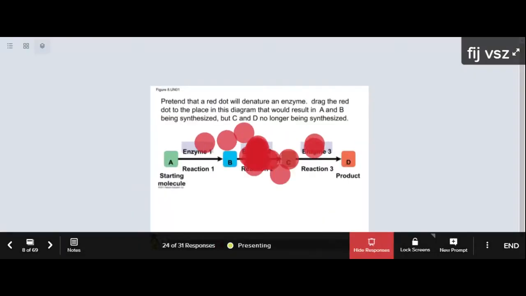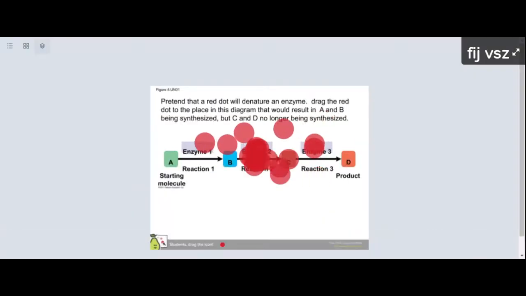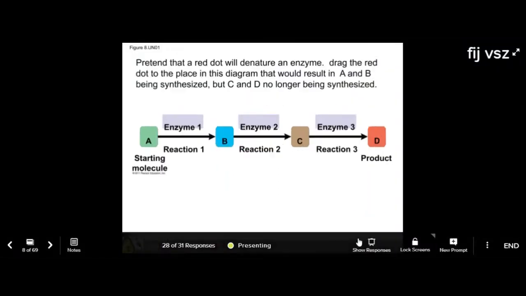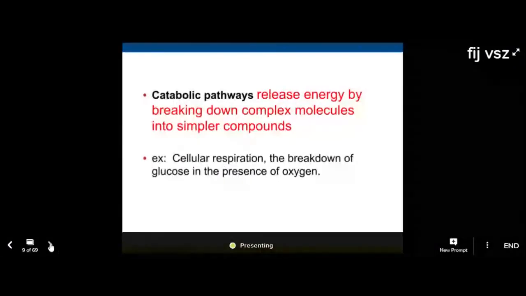Yes, the dots may be a little bit too big. Yes, enzyme 2. Enzyme 2 is the one because, yeah, there you go. Okay, so A and B are fine because A is the starting product. Enzyme 1 has created B, so they're fine. But then C cannot be created without the help of enzyme 2. And therefore, if C is not created, D cannot be there because enzyme 3 will only fit with substrate C. Excellent job. Good, you're getting the hang of it. And this isn't so bad.